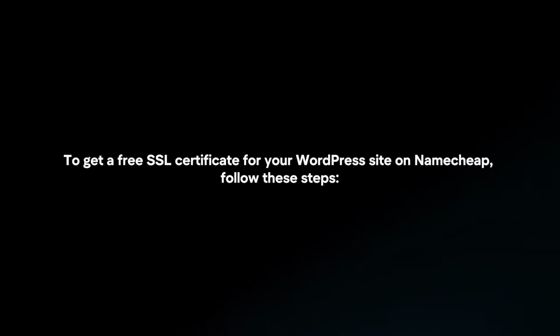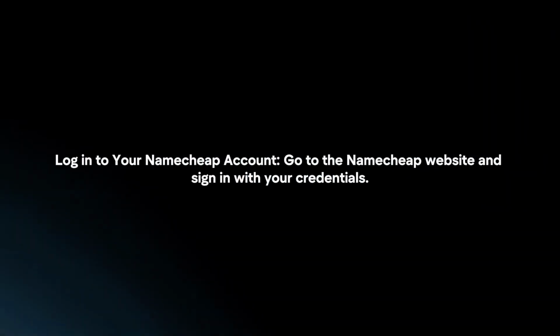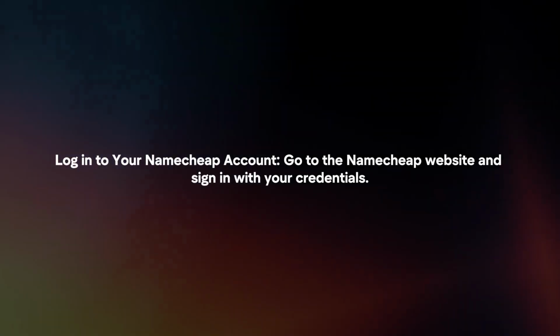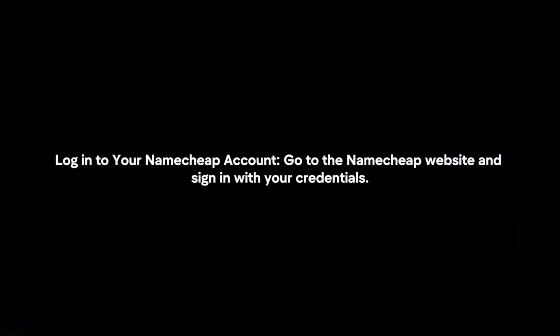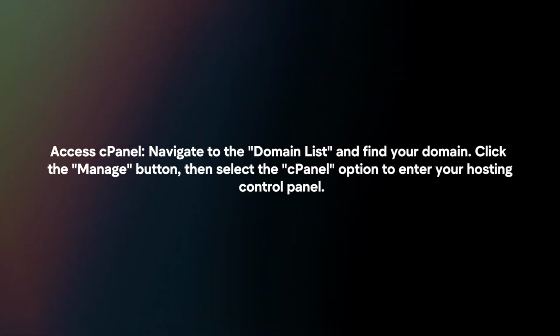To get the free SSL certificate for your WordPress site on Namecheap, follow these steps. Log into your Namecheap account. Go to the Namecheap website and sign in with your credentials. Access cPanel. Navigate to the domain list and find your domain.